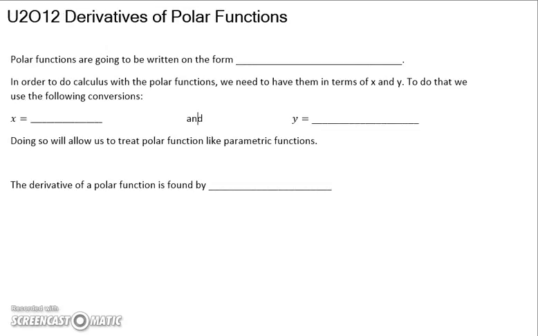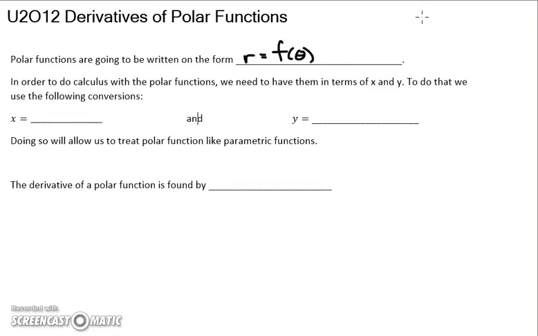Alright, in this video we're going to talk about Unit 2, Objective 12, the derivative of polar functions. So if you watched that short video on polar functions that I linked on the website, you know that polar functions are going to be written of the form r equals some function of theta, where r is going to represent the radius, how far away from 0 we are, and theta is going to represent how far we've traveled in the counterclockwise direction from the positive x-axis. So r equals f of theta.